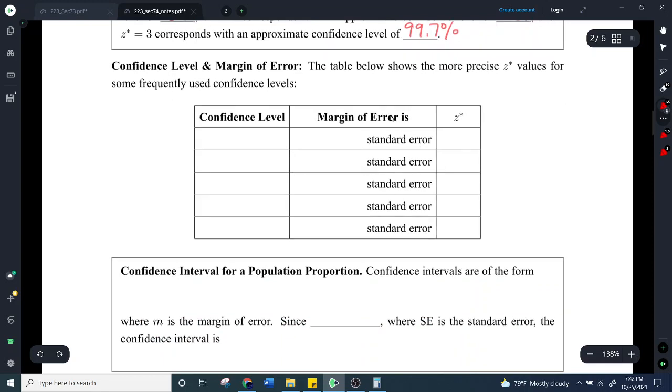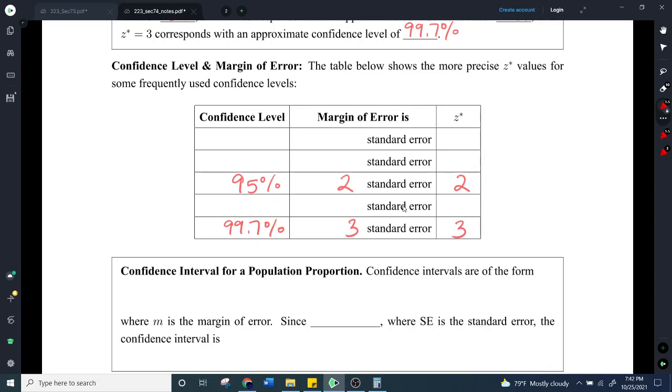All right. Let's be a little bit more thorough about this. Let me give you a table of some different Z star values and their corresponding confidence. So some of these we've already done. I'm kind of jumping around a little bit. 95% I'm going to put here in the table. So a 95% confidence level corresponds to 2 standard errors or a Z star value of 2. 99.7% confidence would be 3 standard errors with a Z star value of 3.